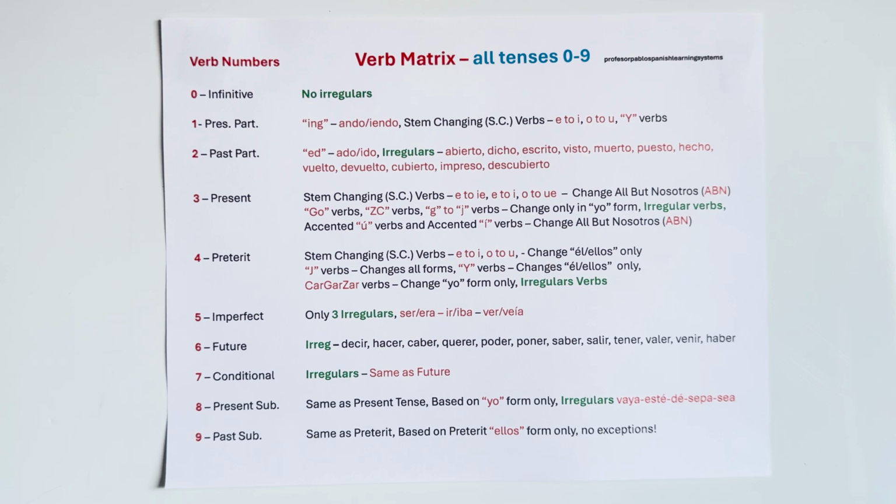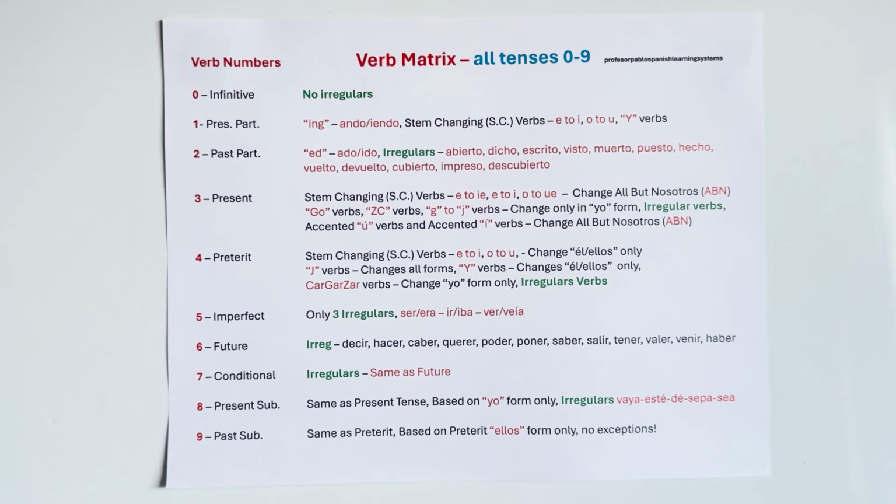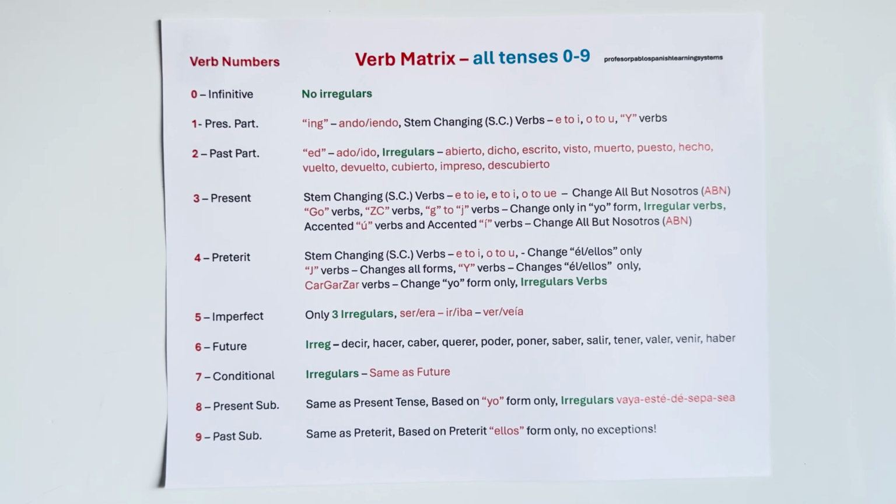Let's look at the second line. We have go verbs like hago, digo, pongo, salgo, caigo, traigo, right? The go verbs, that only happens in the yo form. Let's take some ZC verbs. There aren't many. How about to translate? Traduzco. To drive, conduzco. To deserve, merezco. To produce, produzco. The ZC only happens in the yo form.